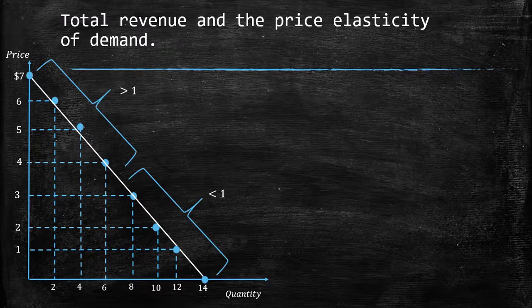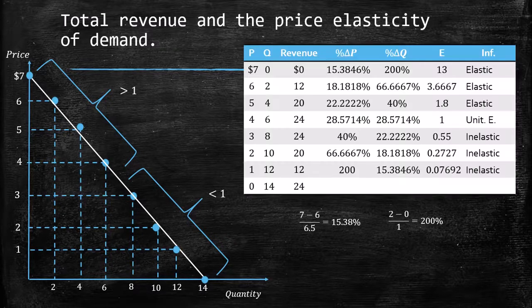So how can we see that better? Here is the table which summarizes all the information. Here we have the price, okay? So the price is from 7 to 0. Here we have the quantities demanded, okay? So at the price of 7 we have 0, at the price of 3 we have 8, at the price of 2 we have 10, and so on and so forth.